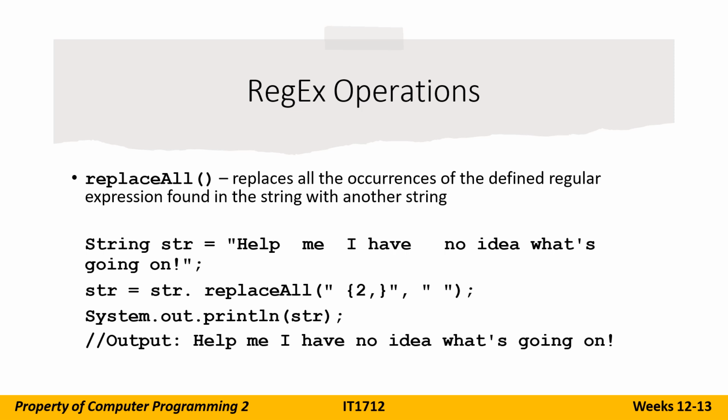After the replaceAll operation, the modified string is assigned back to the variable str. The System.out.println method is called to print the modified string. When the program is executed, the output will be, help me I have no idea what's going on. This is because the replaceAll method replaces the consecutive spaces and tabs with a single space, resulting in a string without multiple consecutive whitespace characters.